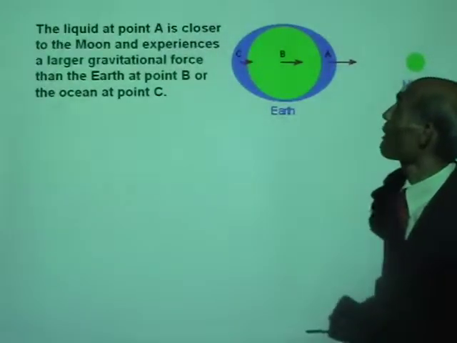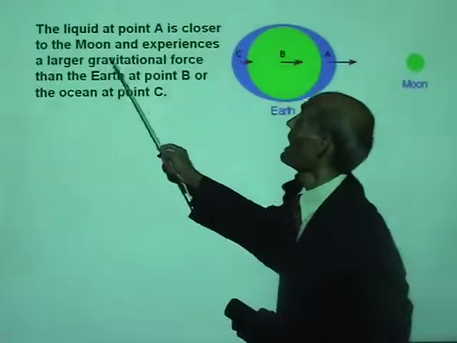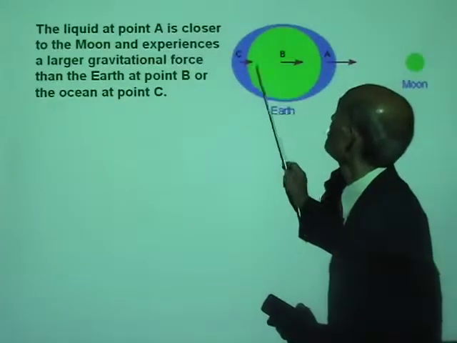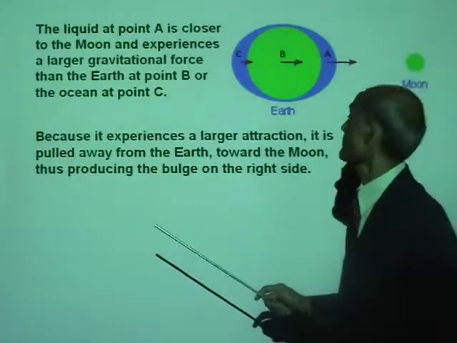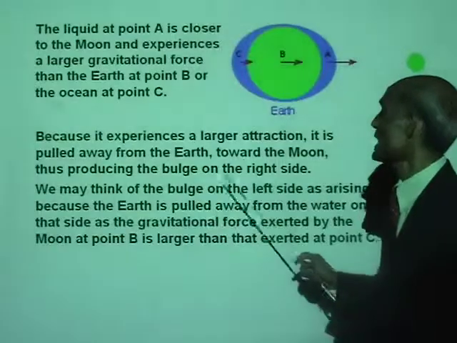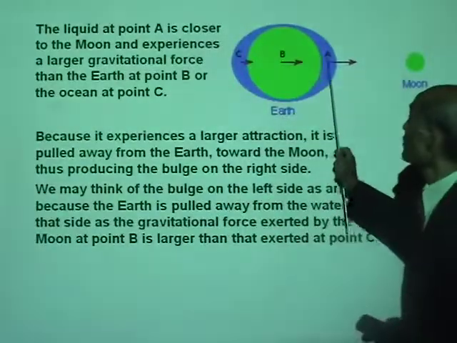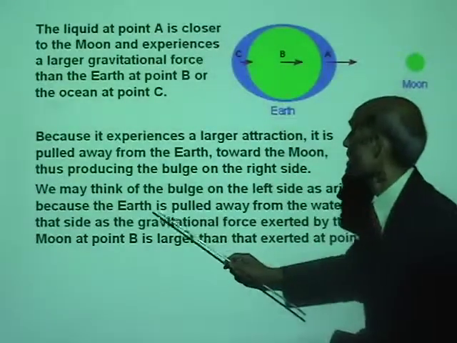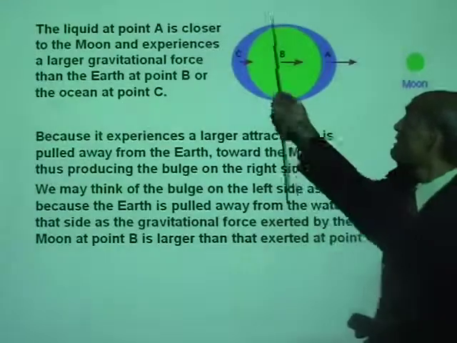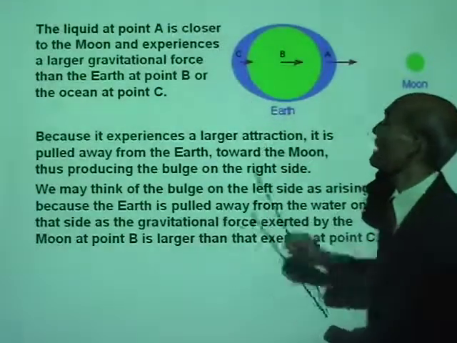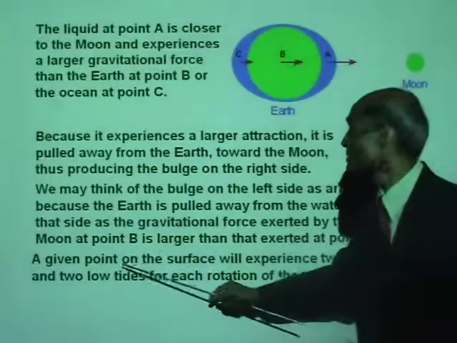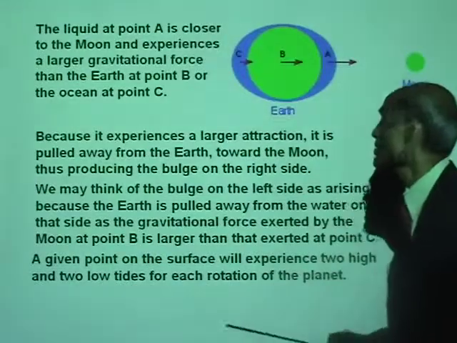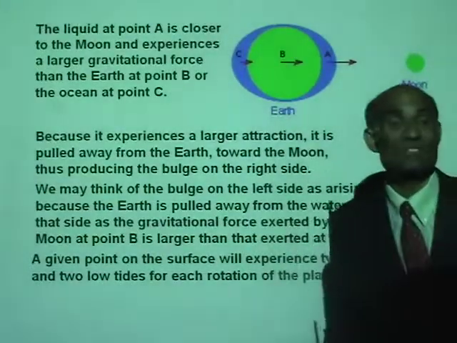So the liquid at point A is closer to the moon and experiences a larger gravitational force than the earth at point B or C. Alright? So we got two bulges. The bulge on this side is because the water gets pulled, and the bulge on this side is because the earth is pulled away from water, creating that bulge on that side. A given point on the surface will experience two high and two low tides for each rotation of the planet.